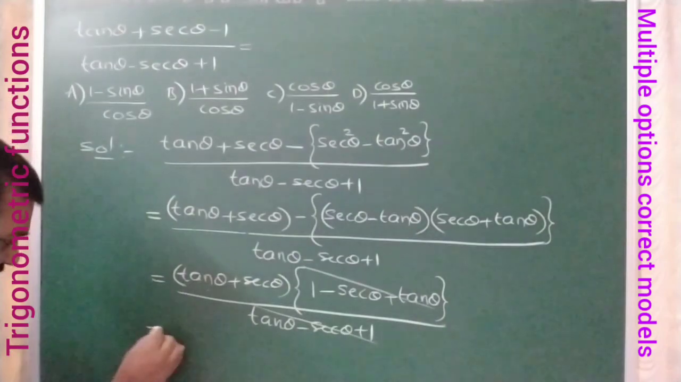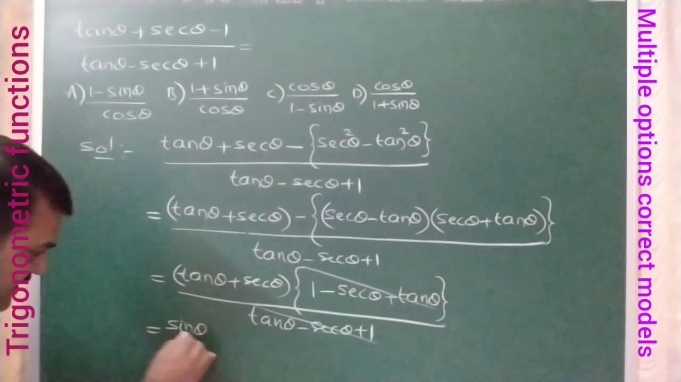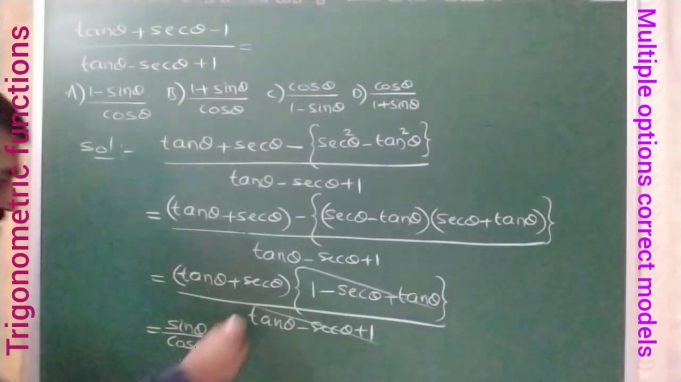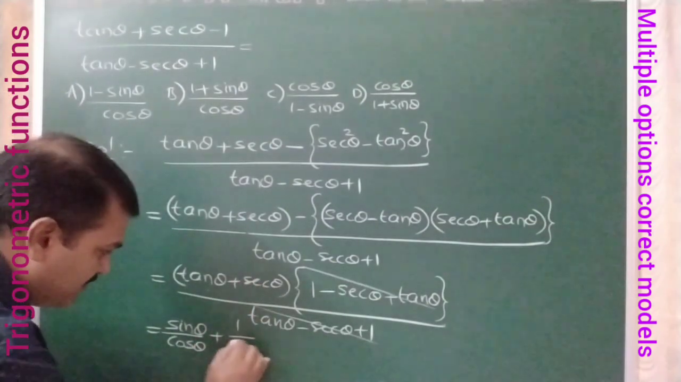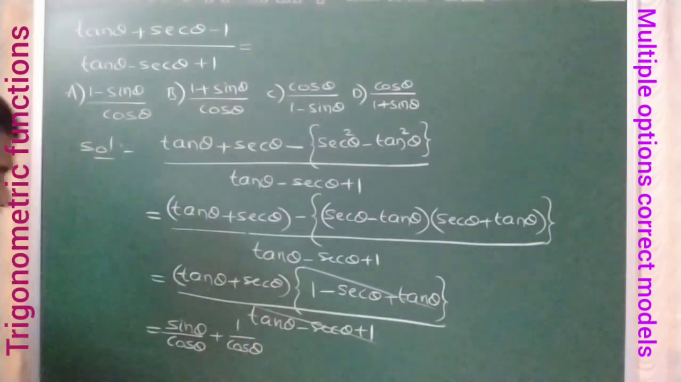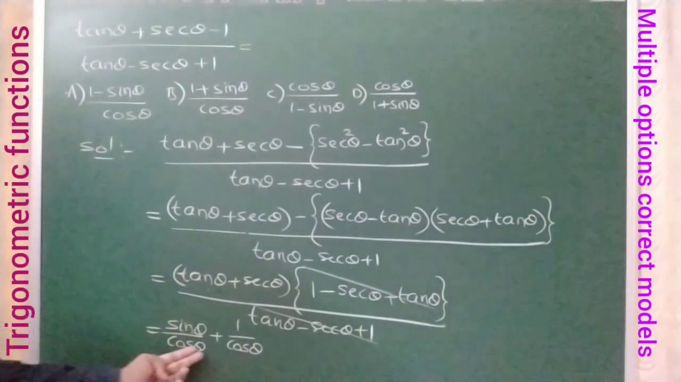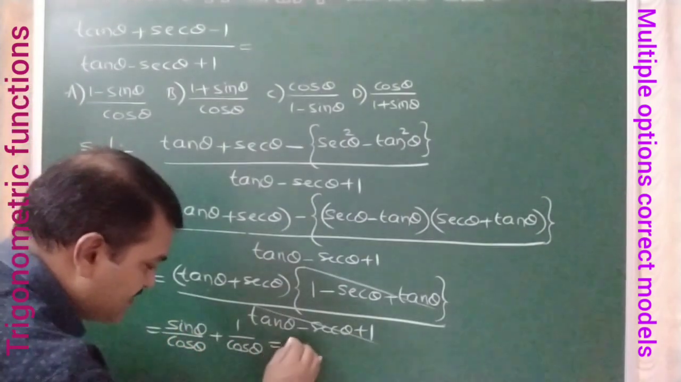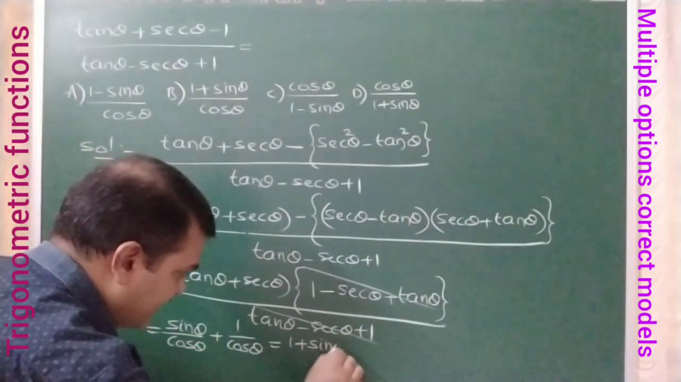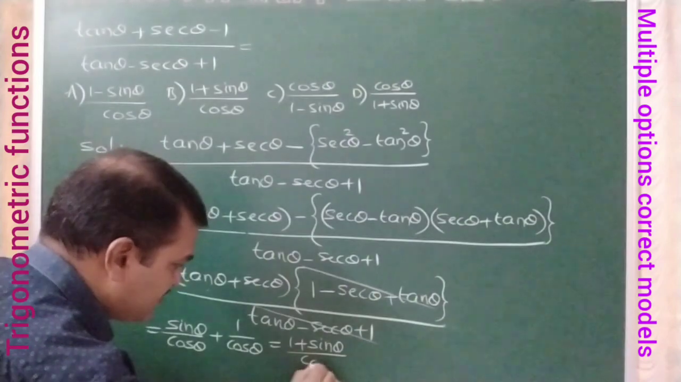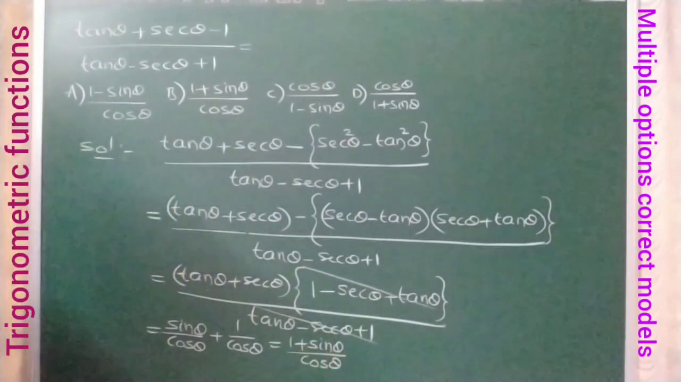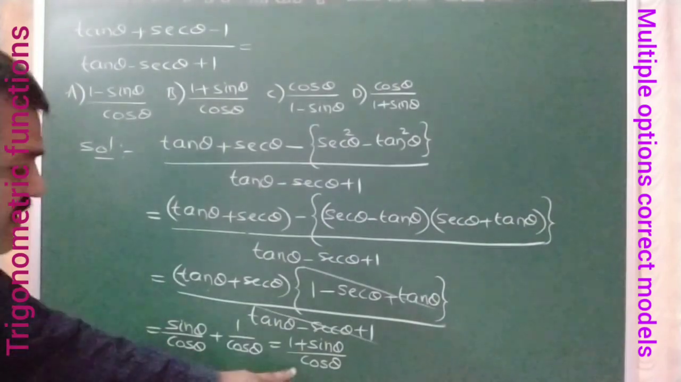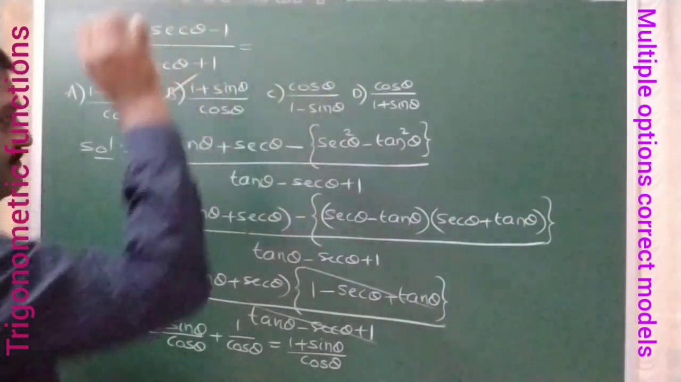Now tan theta we can write as sin theta by cos theta, and secant theta we can write as 1 by cos theta. So what is left now? Denominator is same. So adding the numerators we get 1 plus sin theta by cos theta. 1 plus sin theta by cos theta is left. So we got one option here.